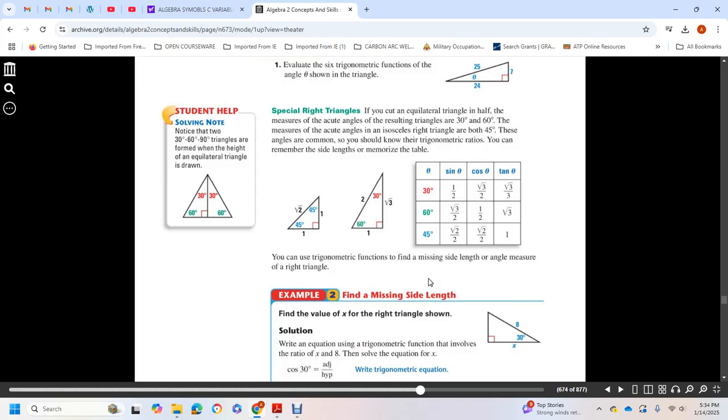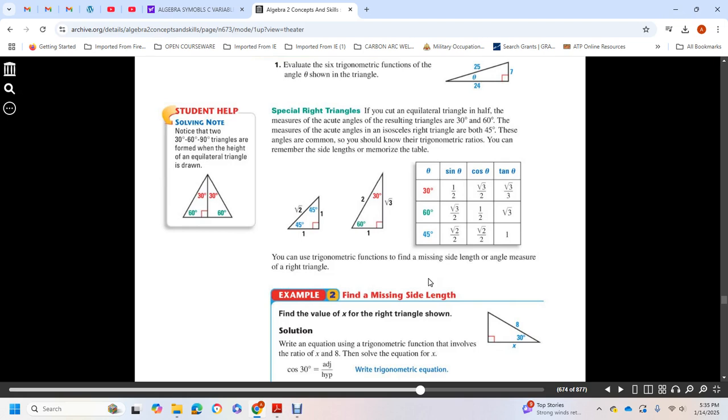A 30-degree angle has a sine of 1/2. Cosine of 30 is square root of 3 over 2, tangent is square root of 3 over 3. For 60, sine is square root of 3 over 2, cosine of 60 is 1/2, and tangent of the 60-degree angle is square root of 3.